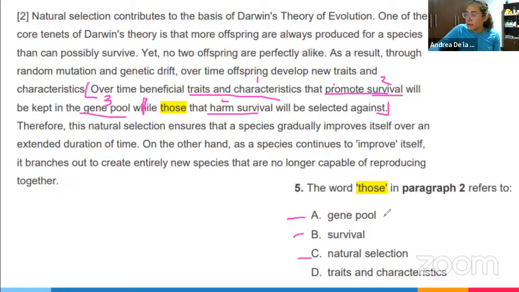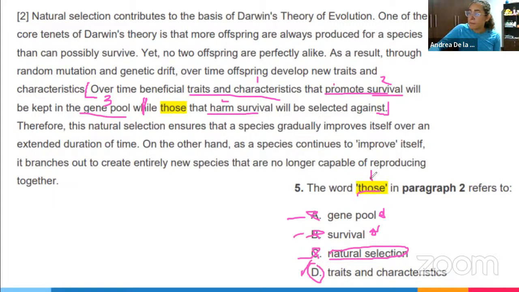While the gene pool that harms survival, it doesn't make sense, right? Because the gene pool doesn't harm survival. The gene pool is where the characteristics are kept. Now, the survival that harms survival, it makes no sense. And the natural selection that harms survival, again, it makes no sense because this isn't even an option. This isn't even a noun in the sentence. So it cannot be natural selection either. The only option from context and from grammar is option D.